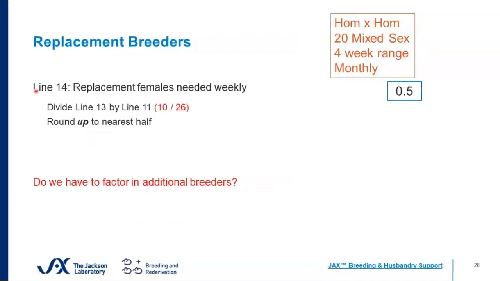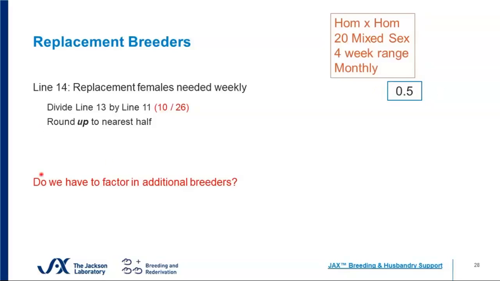So first we need to figure out how frequently we need to replace the breeding females. And it's really best to replace females as close to weekly as possible. That will give you the most consistent breeding performance. So we do that by taking the number of females we have and dividing by our breeding rotation of 26 weeks, and then we round up to the nearest half. So in this case, we're going to have to replace half a breeding female every week. We obviously can't do that, so we're looking at replacing 1 breeding female every other week.